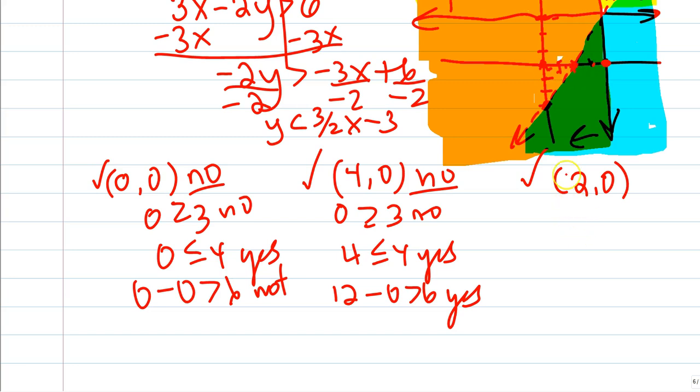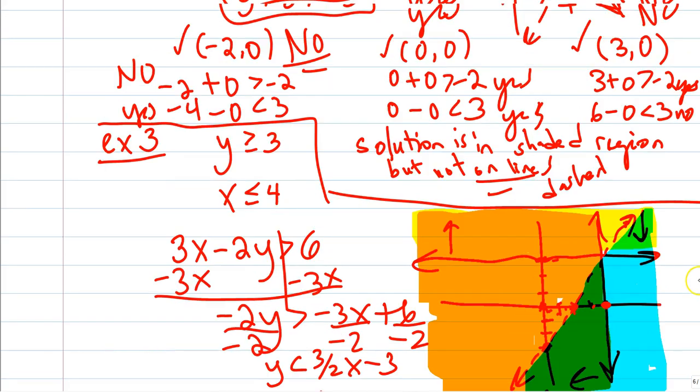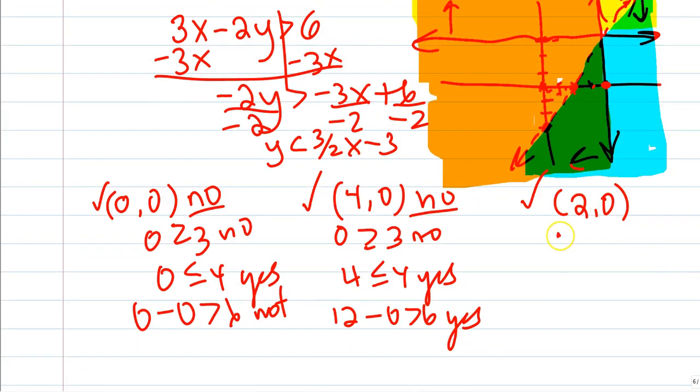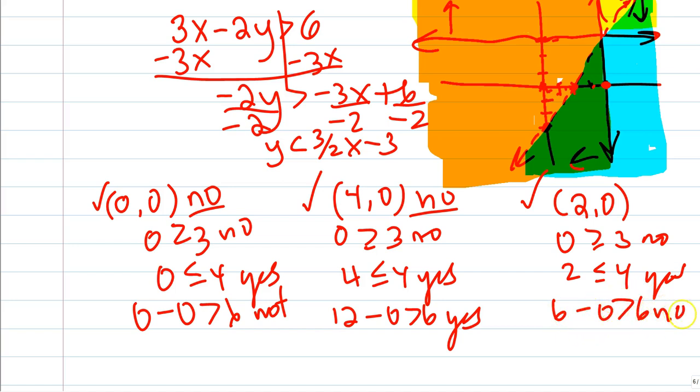2, 0. Is 0 greater than or equal to 3? No. Is 2 less than or equal to 4? Yes. And the last one, 3 times 2 is 6, minus 0 is greater than 6. That is not true. So none of these work.